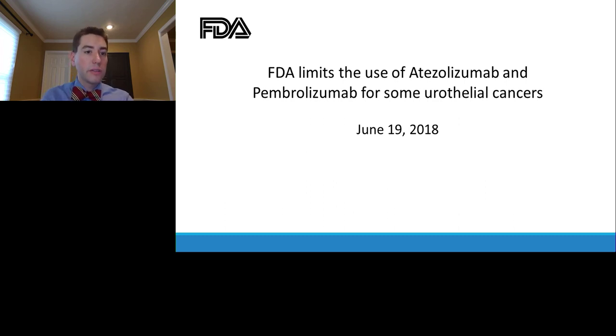And when talking about FDA approvals, I should mention June 19, 2018, the FDA limited the use of atezolizumab and pembrolizumab for some urothelial cancers, specifically using in the first-line setting for cisplatin-ineligible patients who were PD-L1 negative due to poor results.